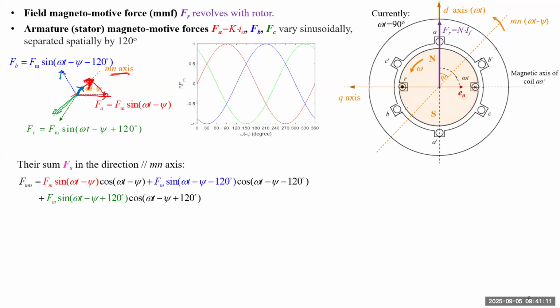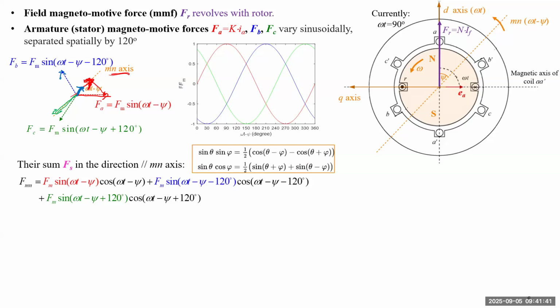Okay, so we have three arrows in the direction of the MN axis. So they're all parallel, so we can calculate the sum. Similarly, we do the same thing for the orthogonal direction. To get those projections, we just need to multiply this waveform by a cosine angle. Each one will multiply by cosine angle. So you just calculate this one.